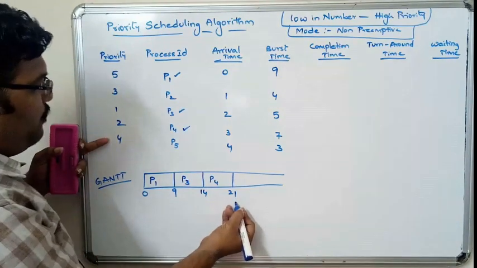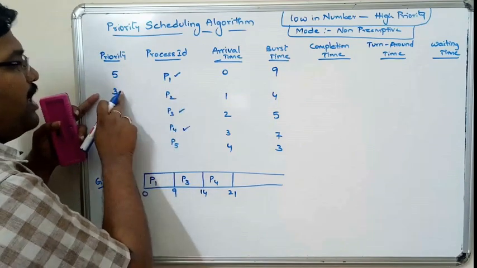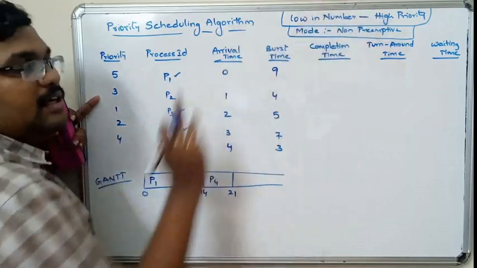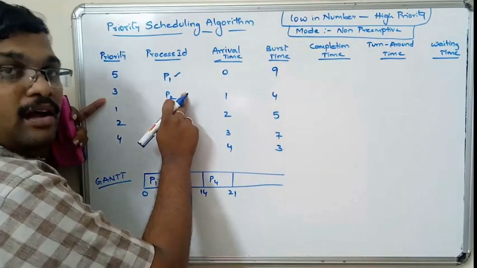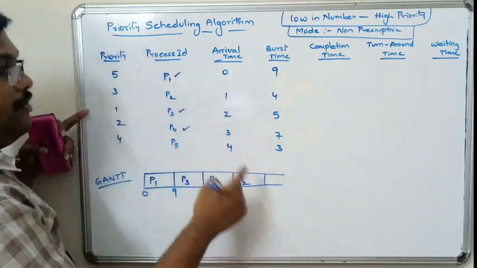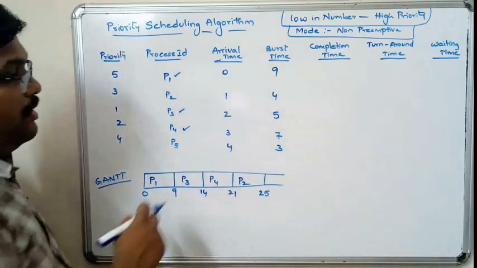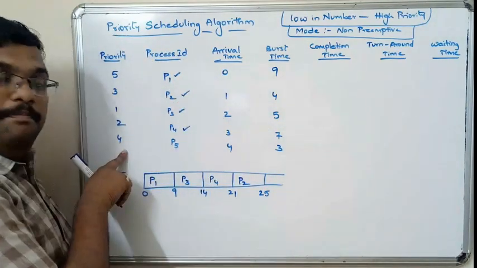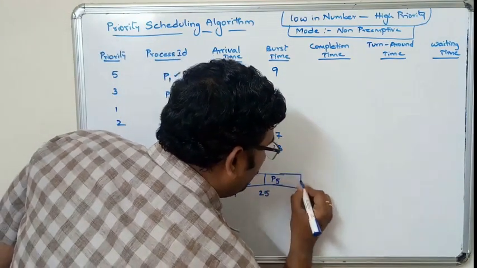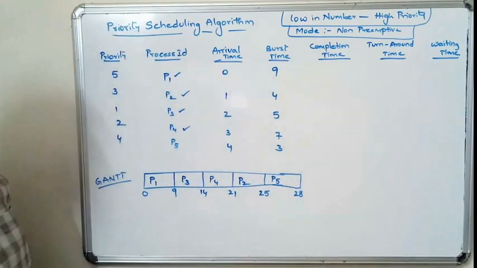This one completed. Now at the time 21, 2 processes are available in ready queue, P2 and P5. So among these two, P2 is having highest priority because 3. Here P5 is having 4. So lowest number is high priority. So P2 is having high priority. P2 will be given to the CPU. It will be executed till 25. Right? Next, automatically P5, 4. So P5 is given to the CPU and it will be executed till 28.